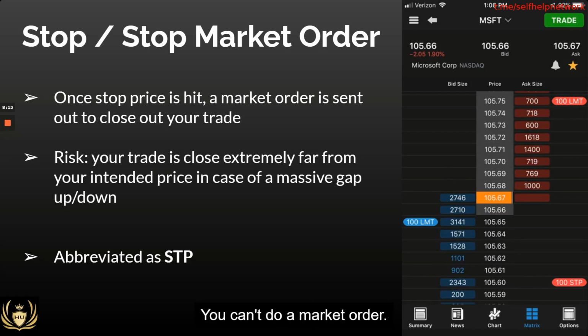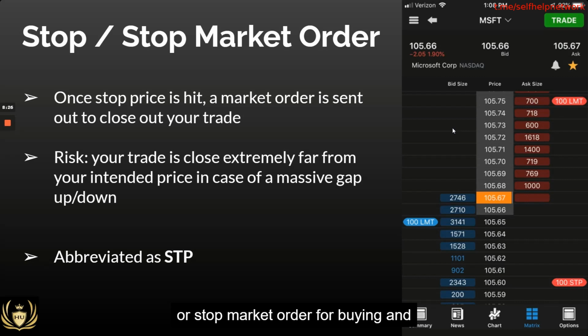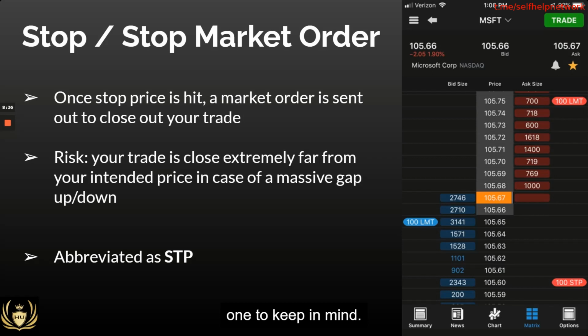You can't do a market order. What you have to do is a stop market order. If you want to buy at 105.73 automatically while the price is lower, then you will do a stop buy order or stop market order for buying, and you will specify the price of the stop as 105.73. So this is one that comes in handy. It's used quite often, so it's one to keep in mind.